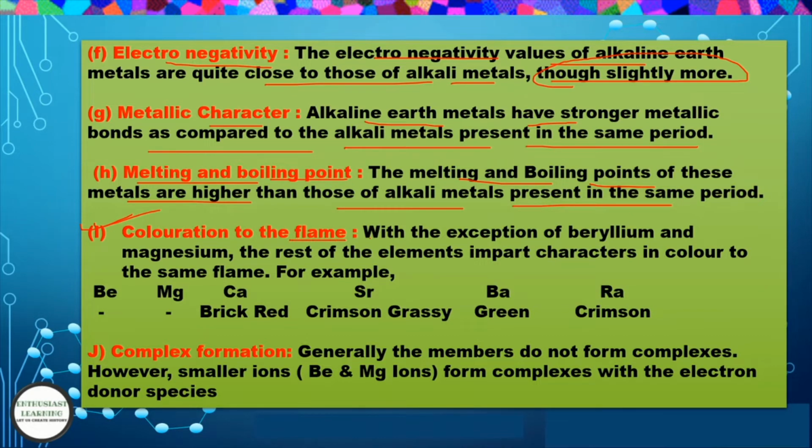Coloration to the flame. With the exception of beryllium and magnesium, the rest of the elements impart characteristic color to the flame. For example, Ca brick red, Sr crimson red, Ba apple green, Ra crimson. Complex formation. Generally, the members do not form complexes. However, smaller ions, beryllium and magnesium ions, form complexes with electron donor species.